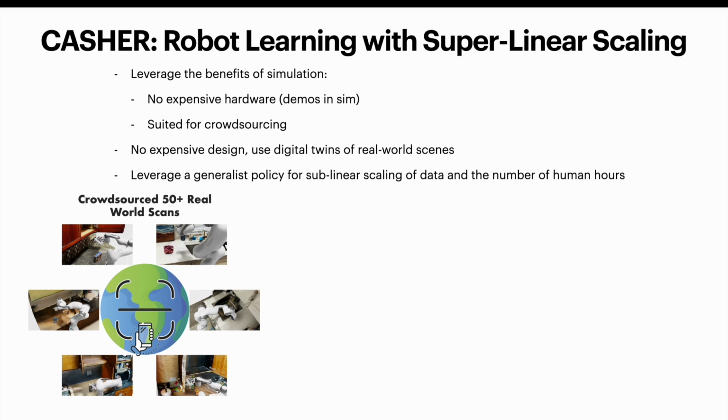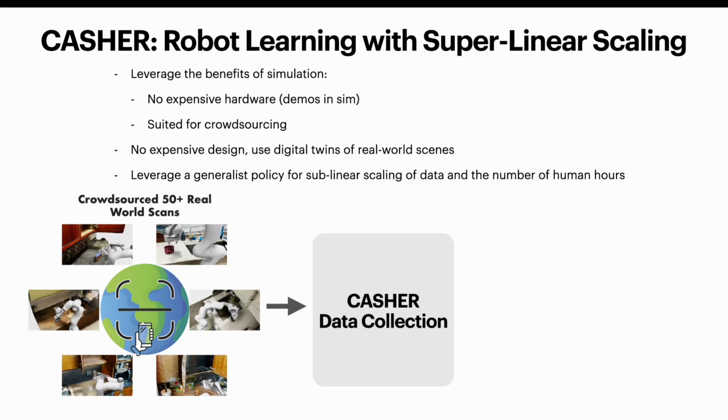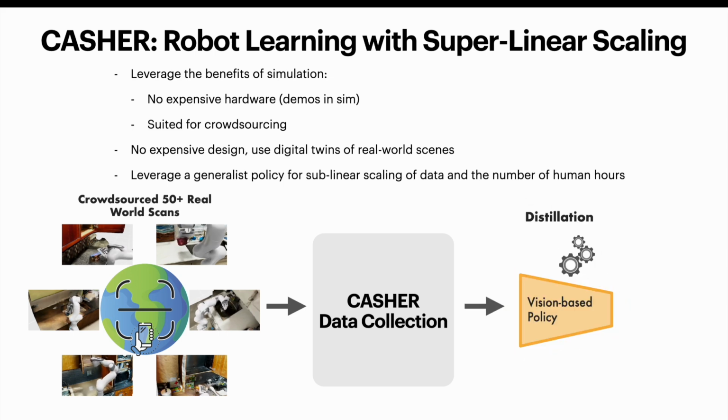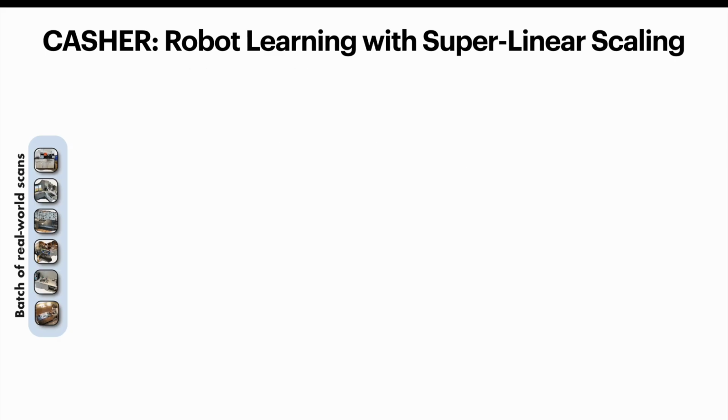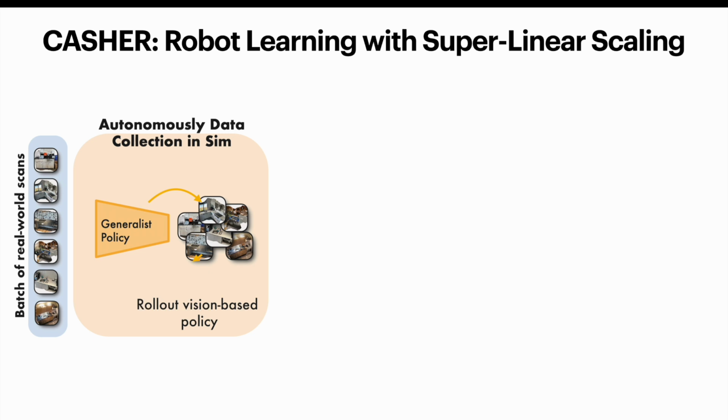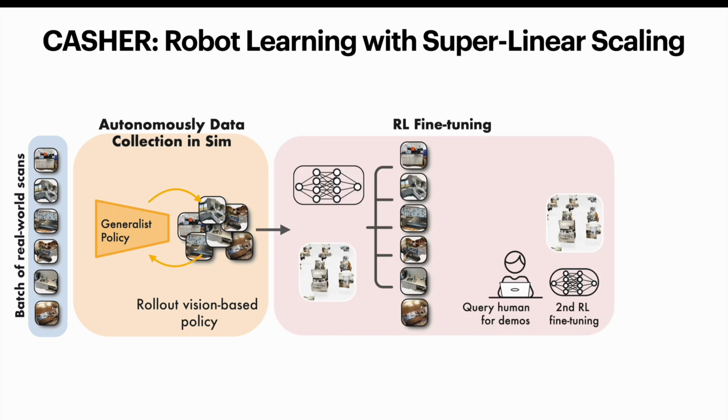To give an overview, we crowdsource 50 real-world environments. We use the Cacher data collection pipeline to obtain 1,000 successful trajectories per environment, and we distill it into a generalist vision-based policy. In more detail, we start by crowdsourcing a batch of real-world scans where we do autonomous data collection with the generalist policy being trained. The data collected autonomously will then be used to bootstrap RL in simulation on the batch of scans and will obtain a single multitask policy.